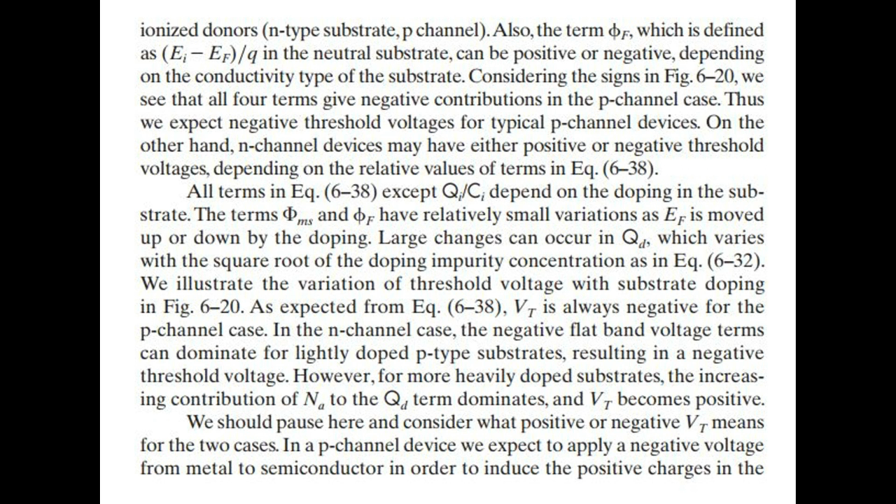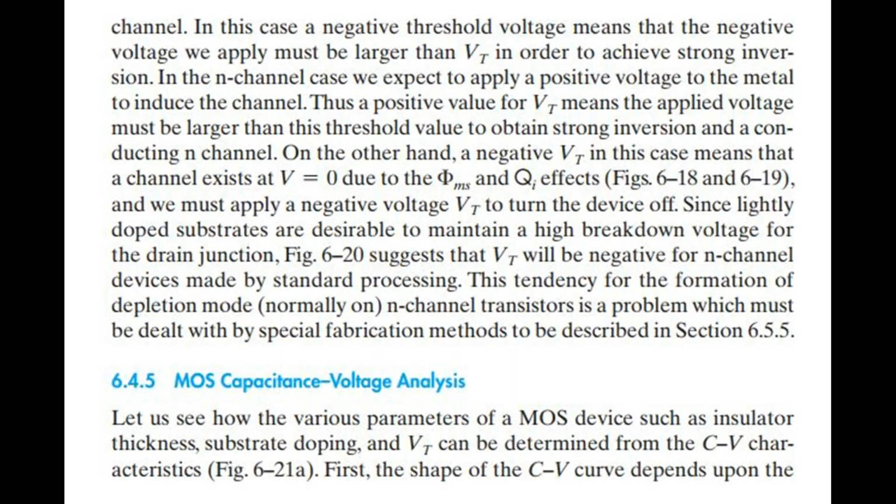In a p-channel device we expect to apply a negative voltage from metal to semiconductor in order to induce the positive charges in the channel. In this case a negative threshold voltage means that the negative voltage we apply must be larger than Vt in order to achieve strong inversion. In the n-channel case we expect to apply a positive voltage to the metal to induce the channel. Thus a positive value for Vt means the applied voltage must be larger than this threshold value to obtain strong inversion and a conducting n-channel.